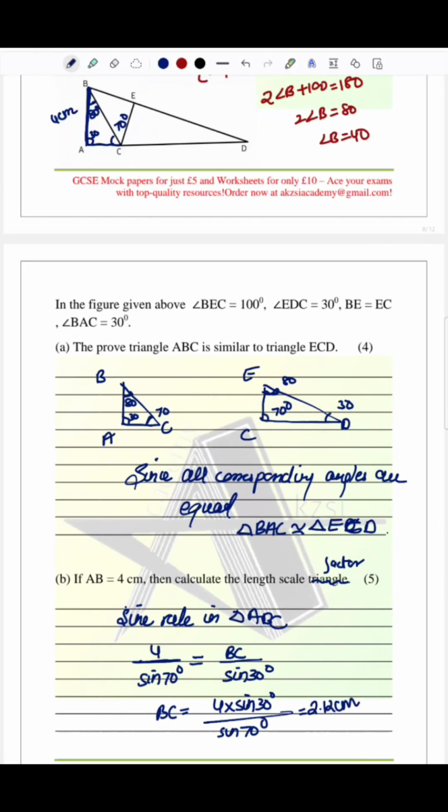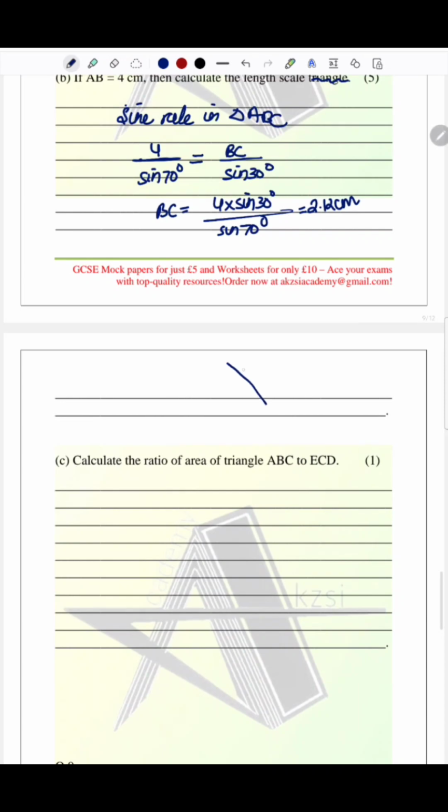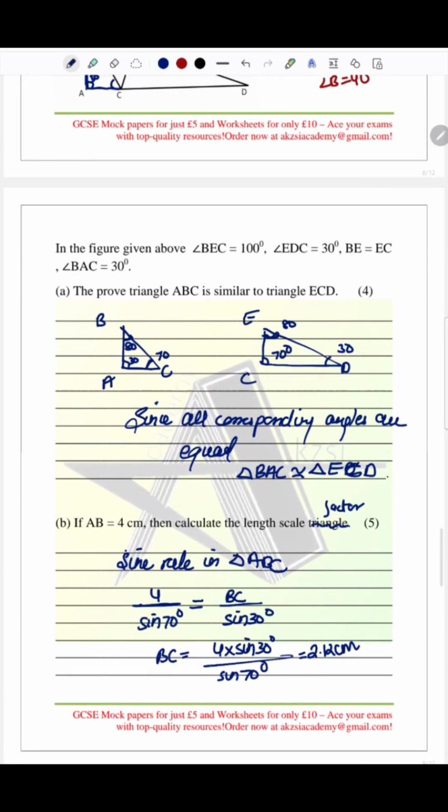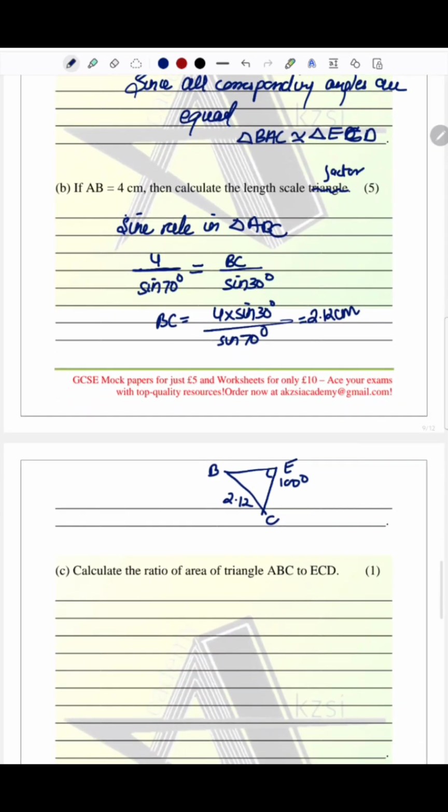Now we have to calculate sides BE and CE because they both are basically equal. So what you need to do is just apply the cosine rule, only in triangle BEC. So I'm just drawing triangle BEC. So triangle BEC looks like this. BEC, and it's already given this is 100 degrees and we have calculated BC as 2.12, and we know BE is equal to AC, which is already given in the question. So let's say this be x, so this be x as well.